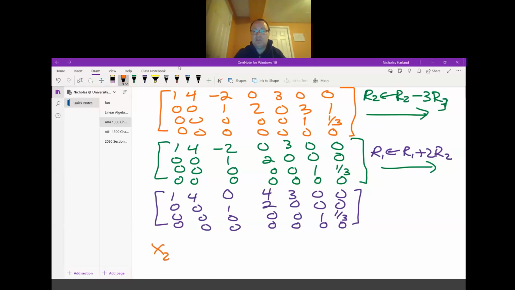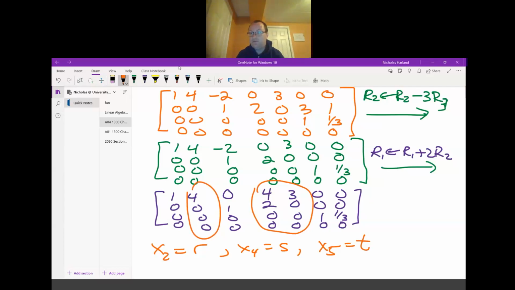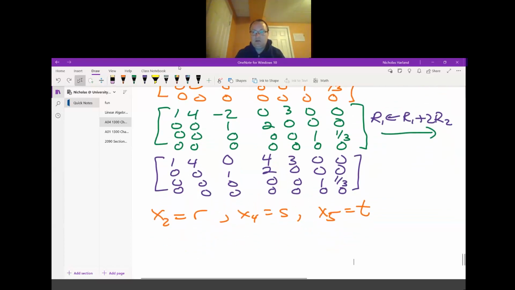All right, so our three columns without leading ones stay exactly the same. So we still have free variables for columns 2, 4, and 5. Our third row is exactly the same, so we still get x6 is equal to a third.